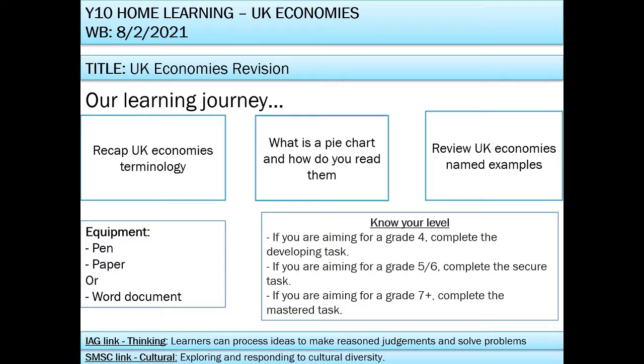And then finally, just looking at know your level. Remember, we're not saying that you can't push higher and challenge yourself and do a higher task, just letting you know what we expect you to be doing. So if you're a grade 4 or below as your MG, we would be expecting you to do the developing task. If your MG is a 5 or 6, you should be doing the secured task, and if you've got a 7+ as your grade, you should be aiming to do the mastered task.